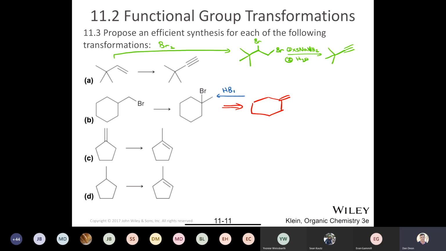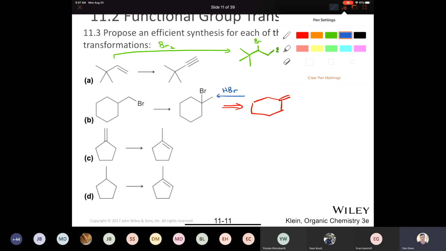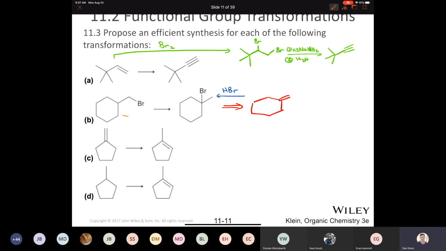Can anybody tell me, I'm kind of running out of colors here, I'll use the orange. Is there a way to get from this primary alkyl halide all the way over here? Forgive me, these arrows are a little unorthodox, but is there a way to get from here to here? All I would have to do is eliminate this proton, right? Absolutely, David. Yes, I would treat that with a hindered base.